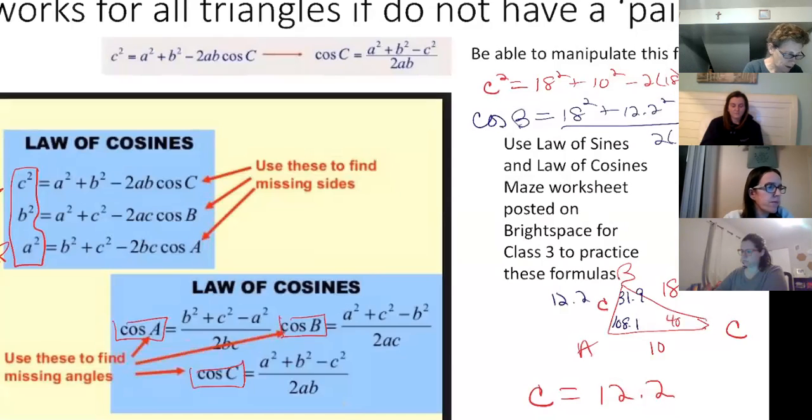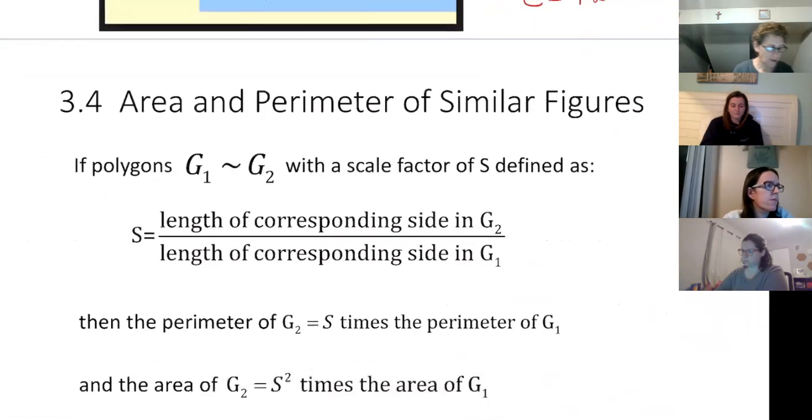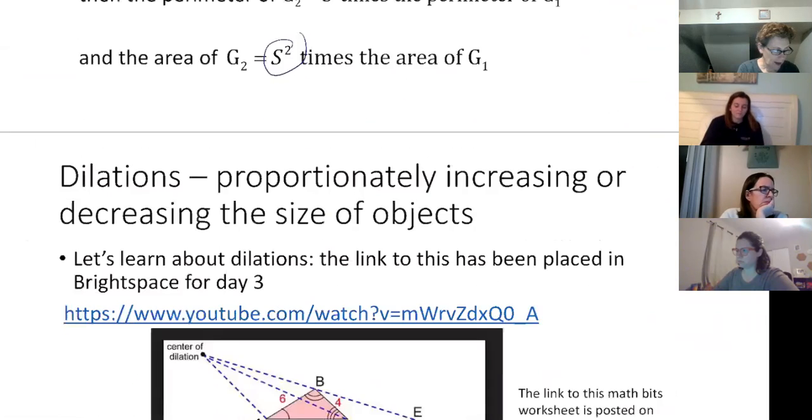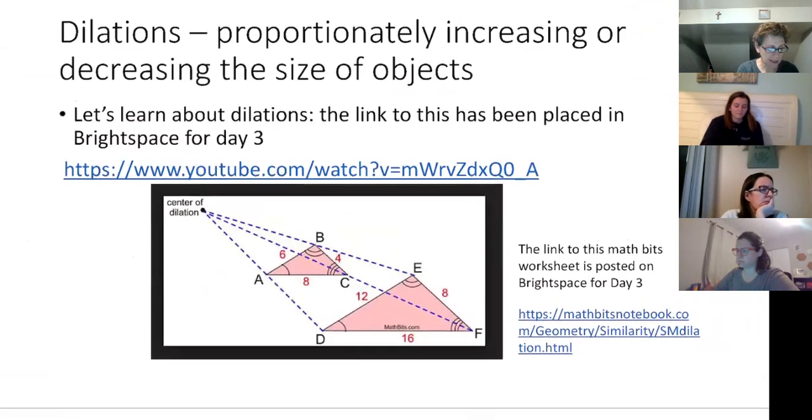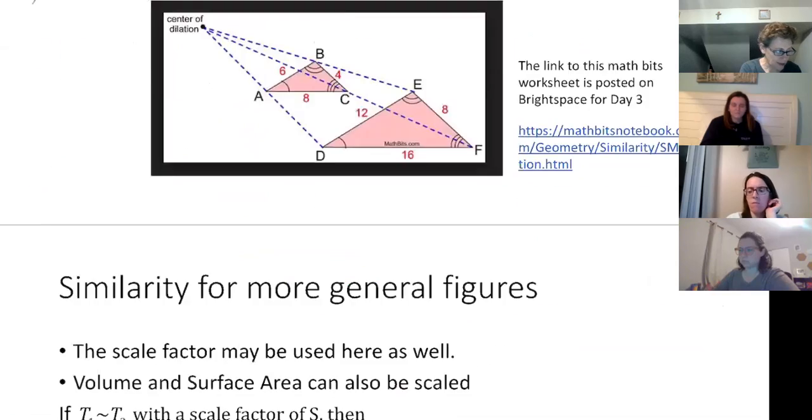Let me just show you the rest of the notes. So then this was the area and the perimeter. We said that the perimeter is in the same ratio as the scale factor, but the area is going to be the squared ratio. Then this is the dilations, and you can see it's just a scale factor. I give you a video link here, and there's also math bits for that. So you can watch either of those. If you need help with the GeoGebra project, even after doing that, just let me know.